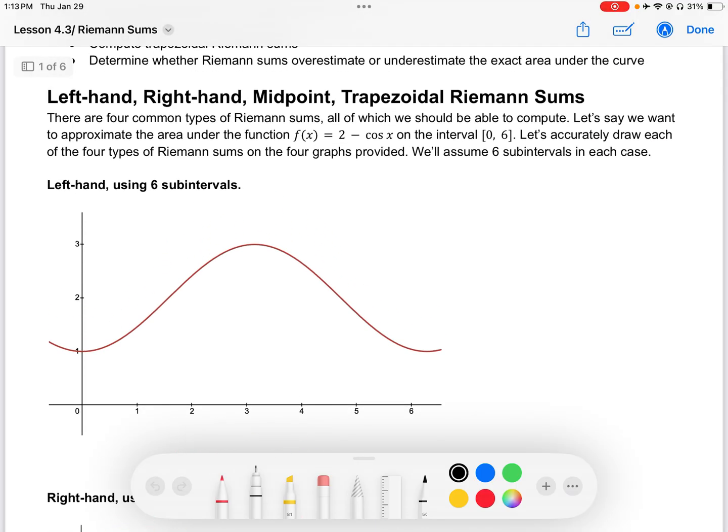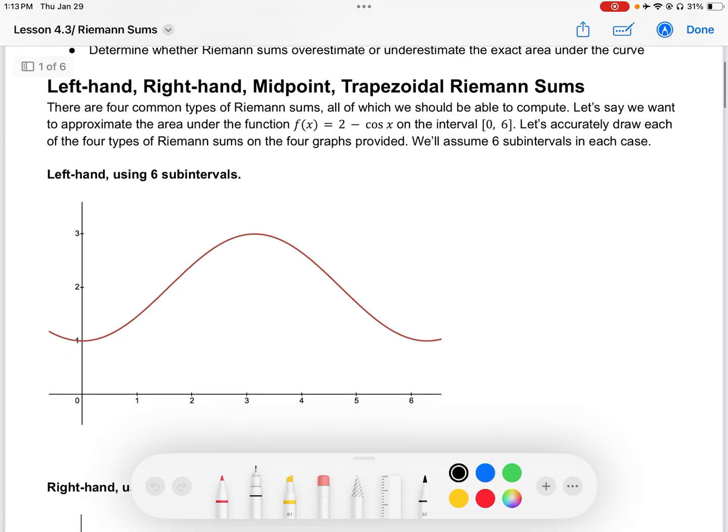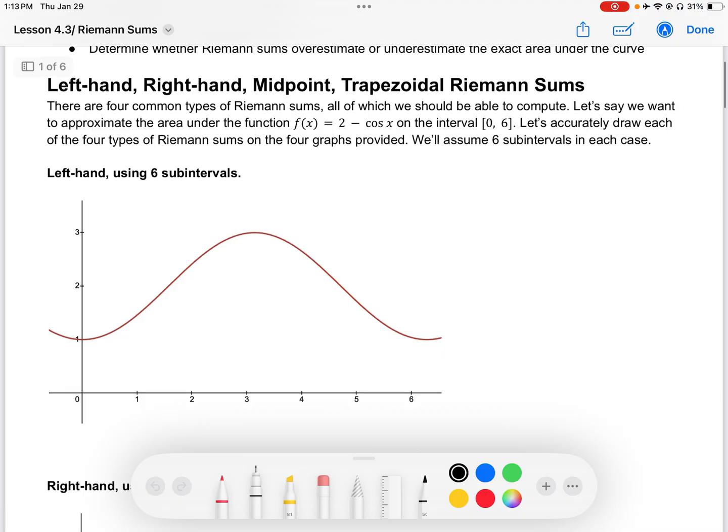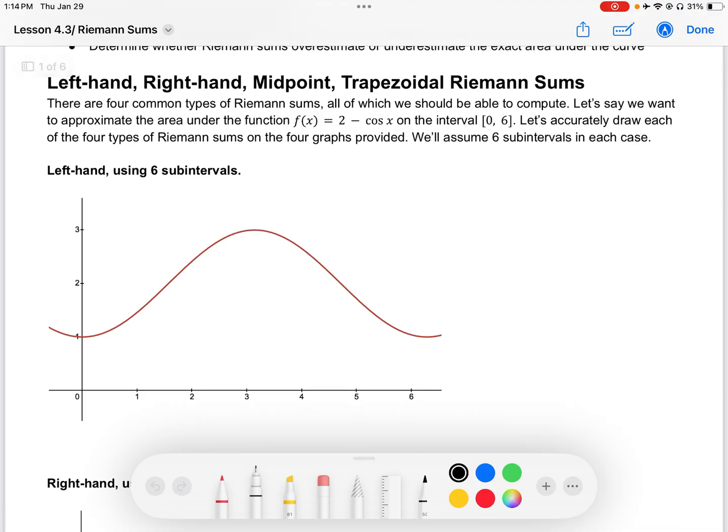So what we're going to do is approximate the area under the function f of x equals 2 minus cosine x. So this is cosine x reflected and then moved up 2. You can see the center line is at 2, and its range goes from 1 to 3 on the interval 0 to 6. So we're not going to actually compute these fully, but I'm just going to show you how we would. And most importantly, I want to accurately draw each of the four types of Riemann sums to make sure we know what they look like.